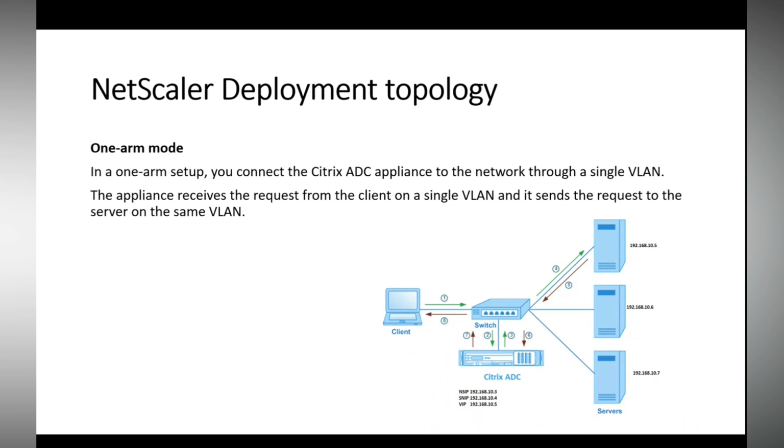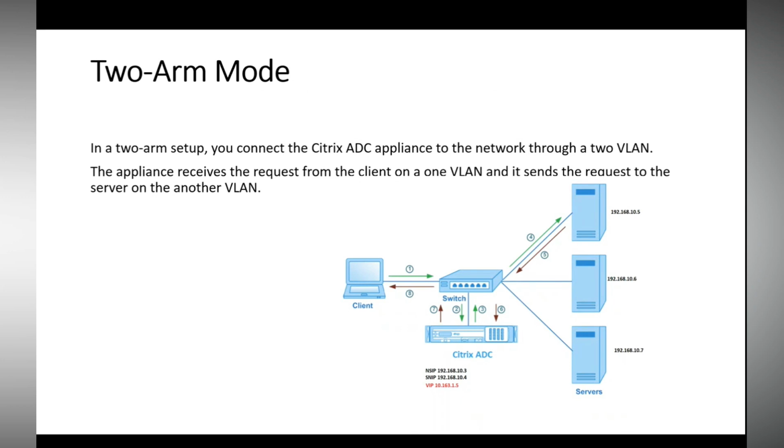So now coming to the second part, which is 2-arm mode. In 2-arm mode setup, you connect the Citrix ADC appliance to the network through two VLANs. The appliance receives the request from the client on one VLAN and sends the request to the server on another VLAN. If you see this diagram here, you see 192.168.10.5, 10.6, 10.7.